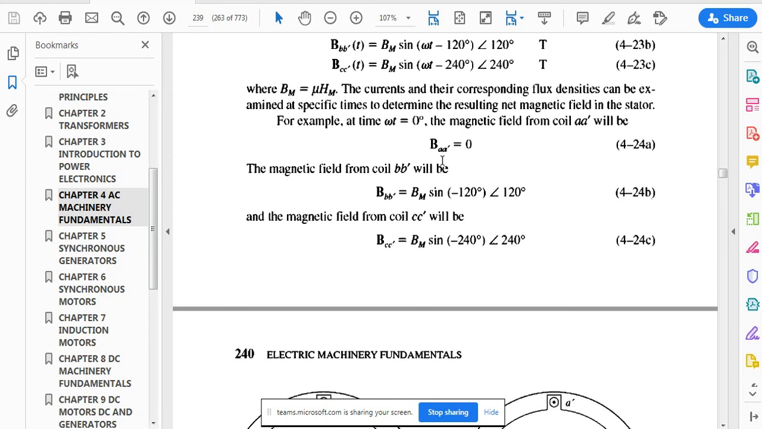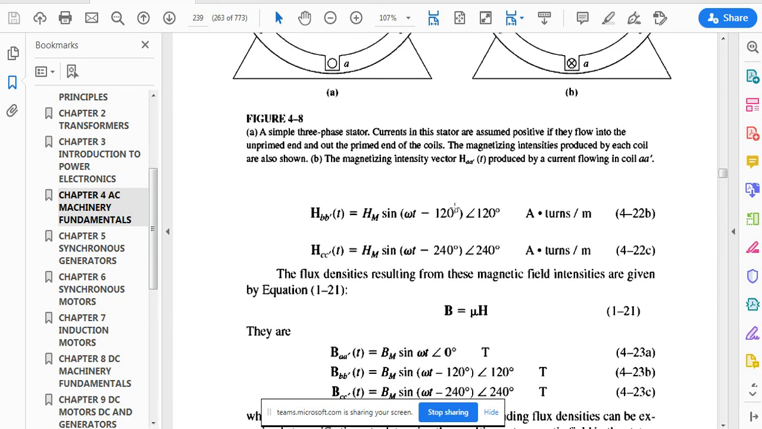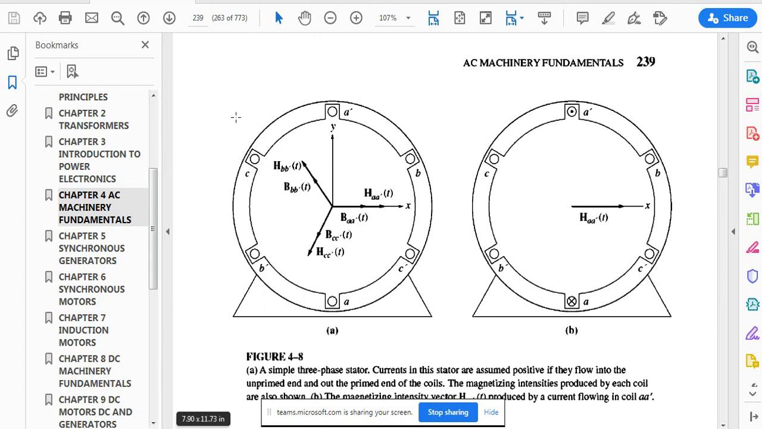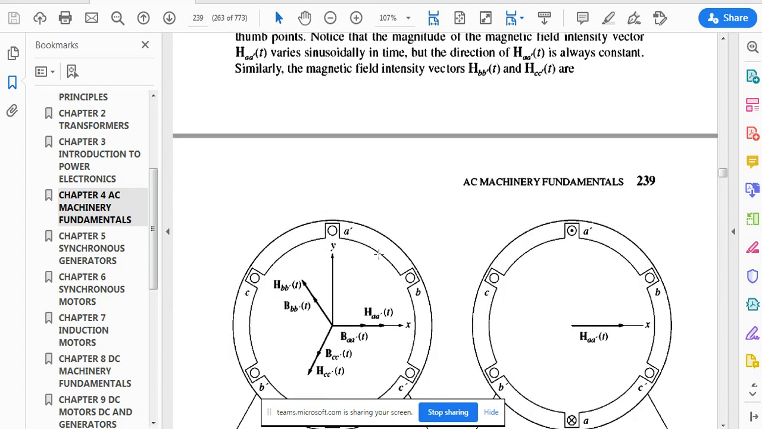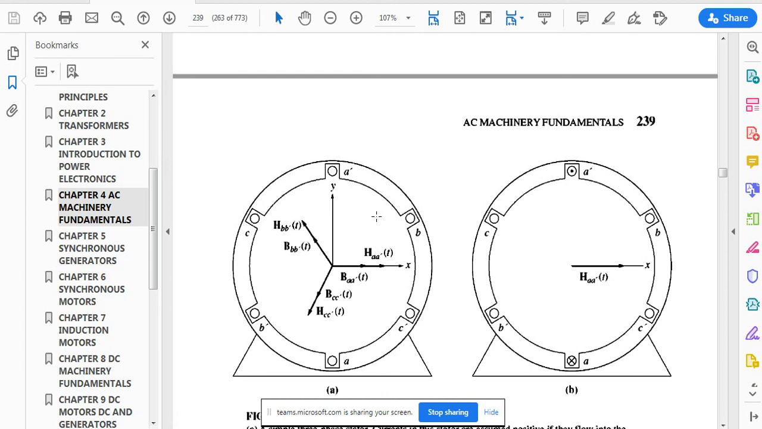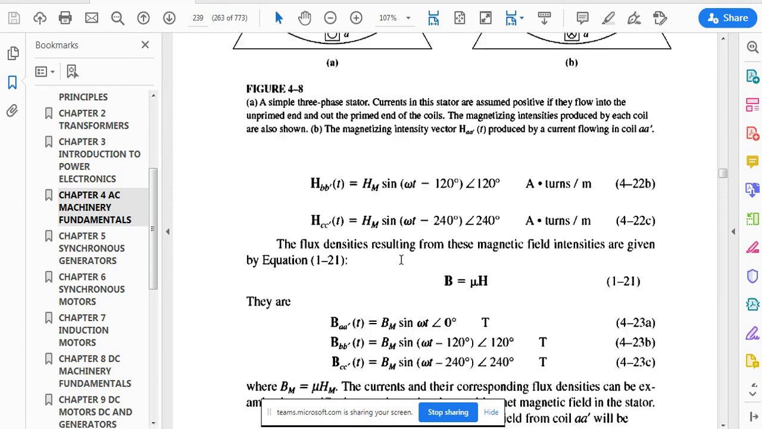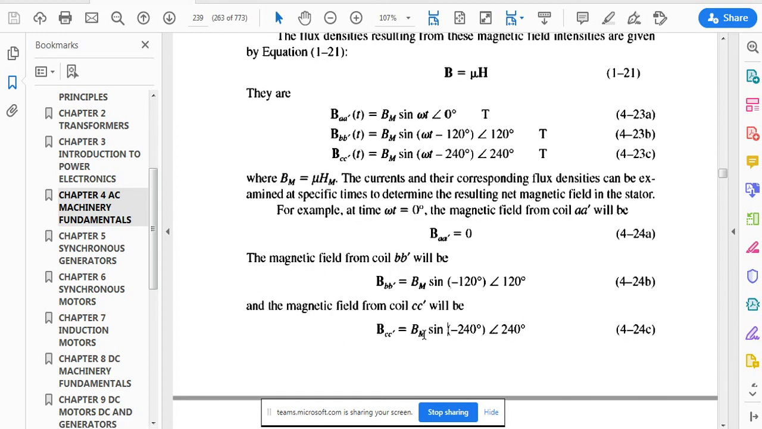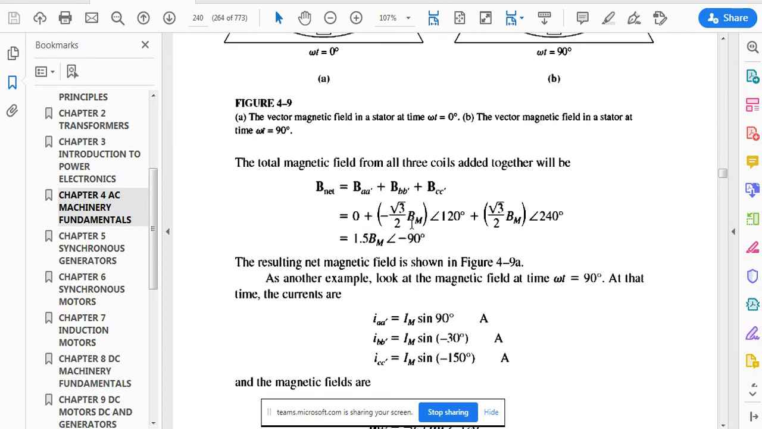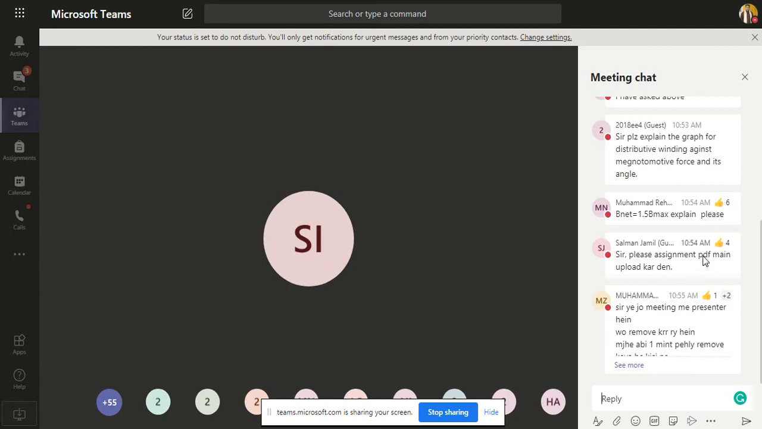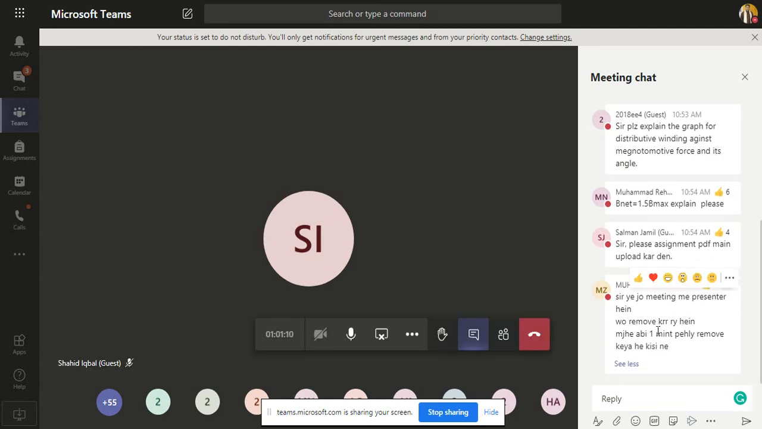For those who are a little more prone towards the mathematical proof, this is the same mathematical proof for the same windings in chapter number 4. I have the 4th edition PDF with me. This is page number 239, and on this proof you can see the angles over there, and when you open the sine terms, you can easily arrive at the final form of B net, which is actually 1.5 Bm angle minus 90. So this is always going to be the same.